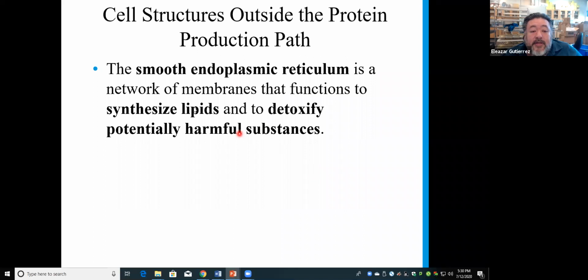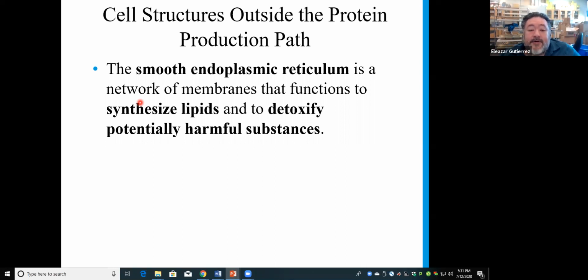Okay. Other items. The smooth endoplasmic reticulum is a network of membranes that function to synthesize lipids and detoxify potentially harmful substances. Why does it have to synthesize lipids? Here's the thing, guys. Remember how the plasma membrane has two fatty acids, a glycerol, a phosphate group, and then that variable group, which is sugars. Do you remember how I told you that that variable group was like a little ID card that let the cell go, hey, I belong here. Don't arrest me. I'm supposed to be where I'm at.